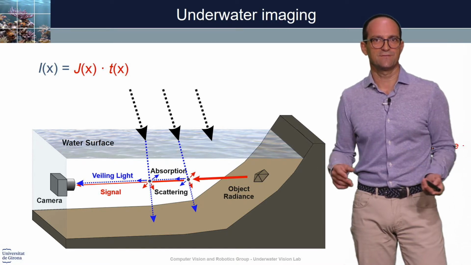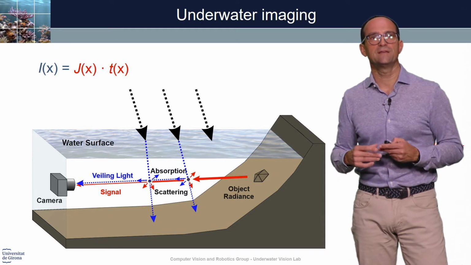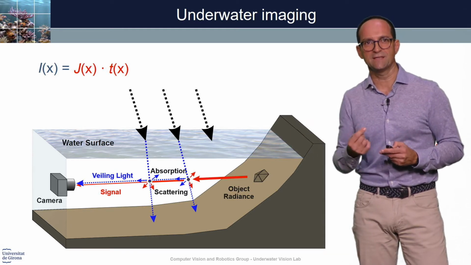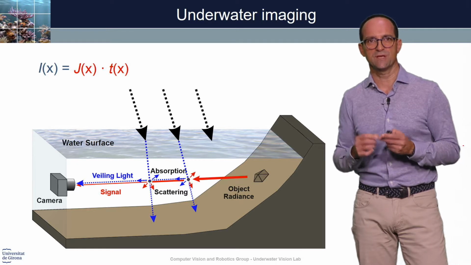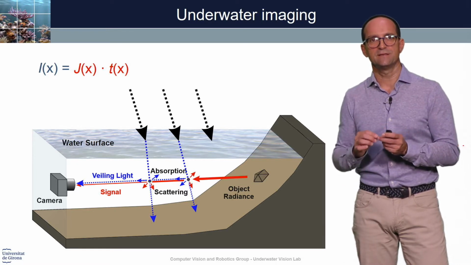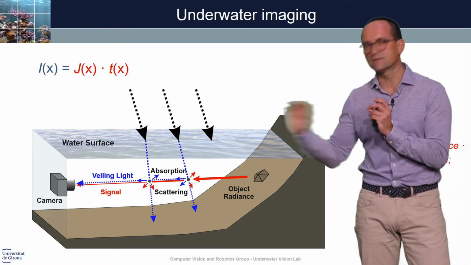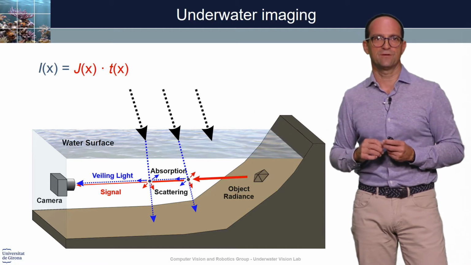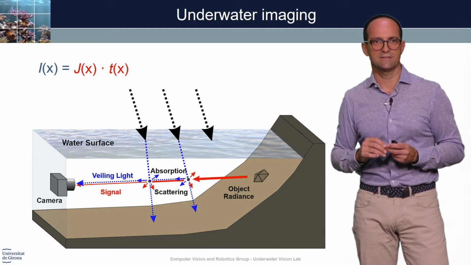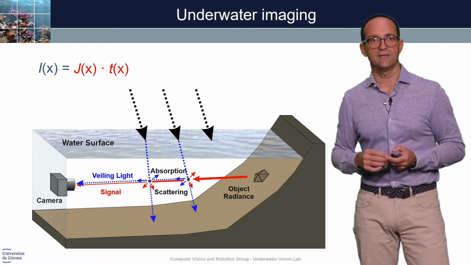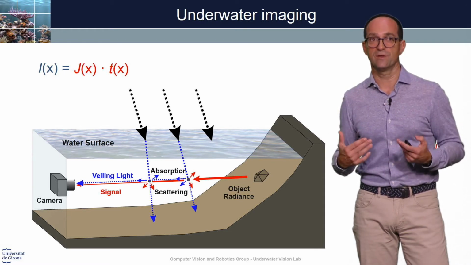And this veiling light is basically contributing or adding to this red signal, because part of this blue light is being scattered, and it gets scattered along the same direction of the given pixel I'm analyzing at this time. And this is why the image gets brighter. It's because of the veiling light.